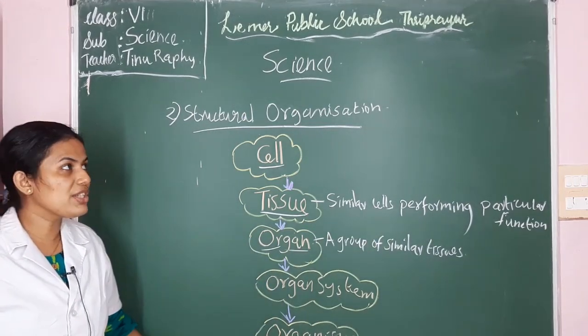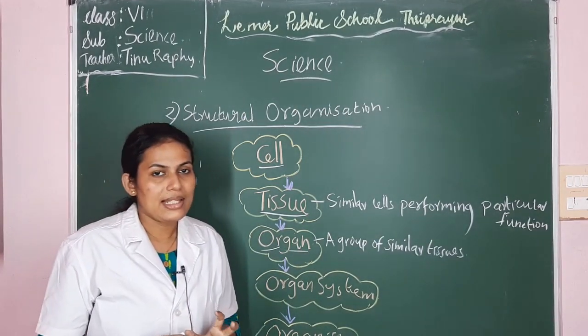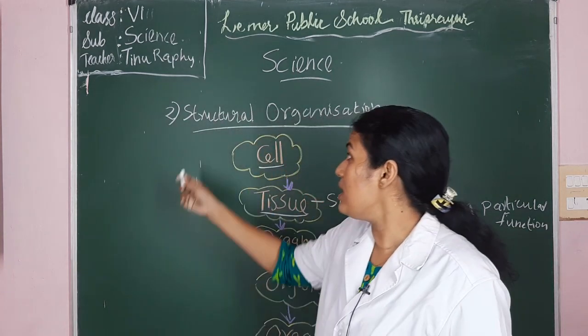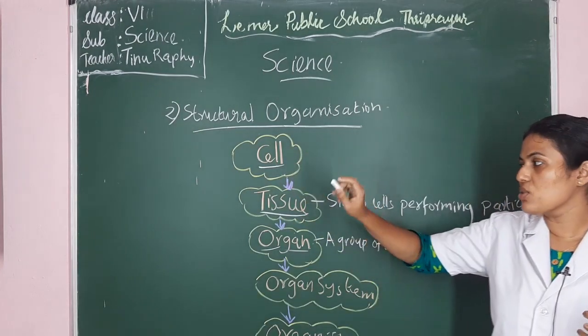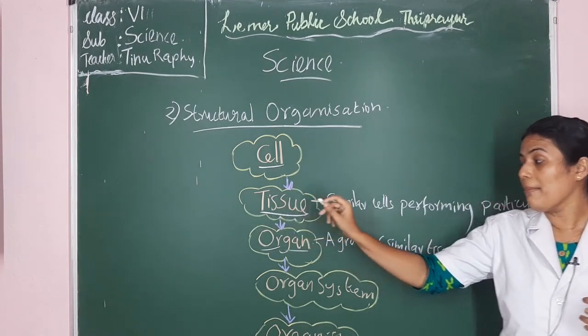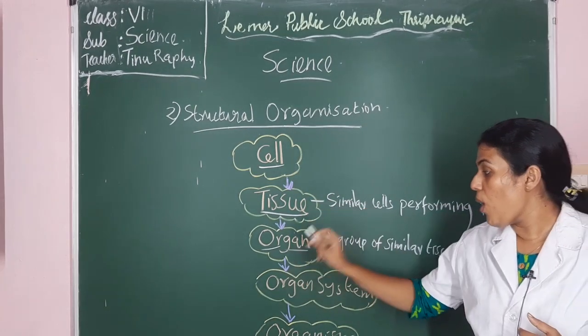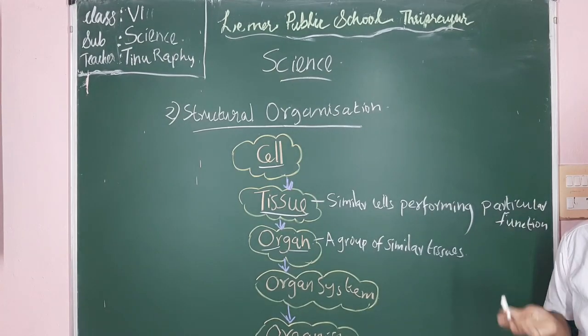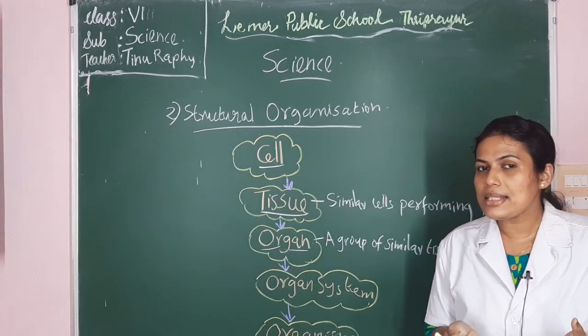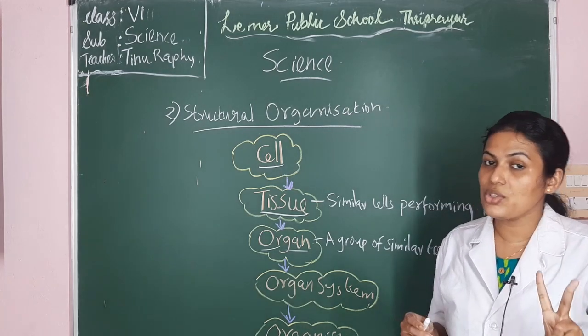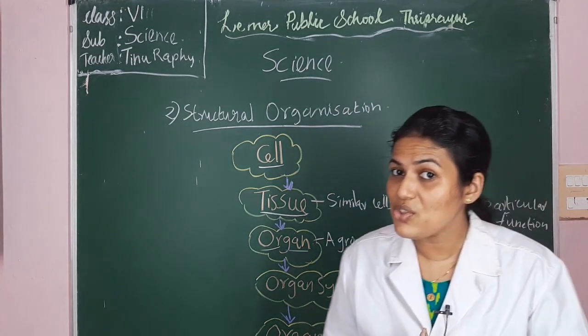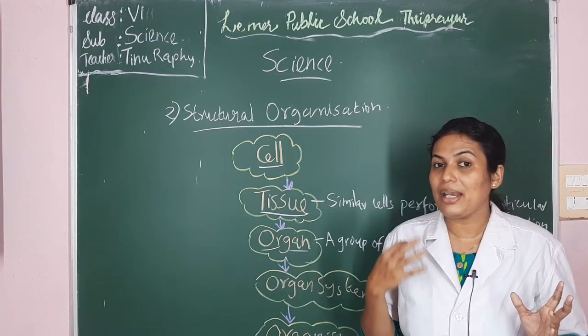So this is a common feature of a living organism, that is, they show structural organization. The cell combines to form the tissues, tissues combine to form the organs, organs combine to form the organ system, and many organ systems combine to form the organism. So this is the second feature of the living organism. The first feature is all living organisms are made up of cells.